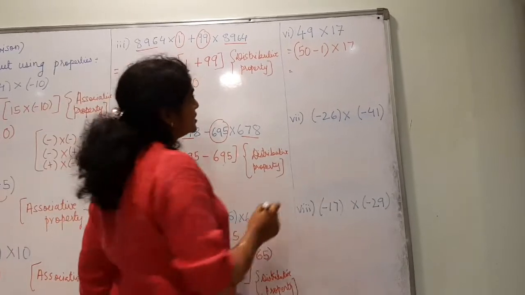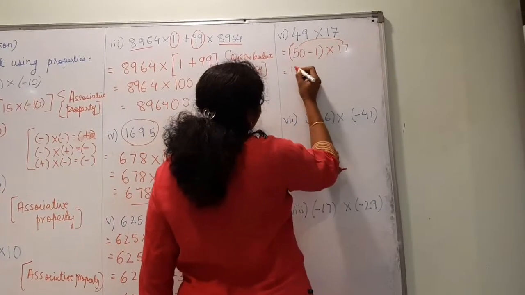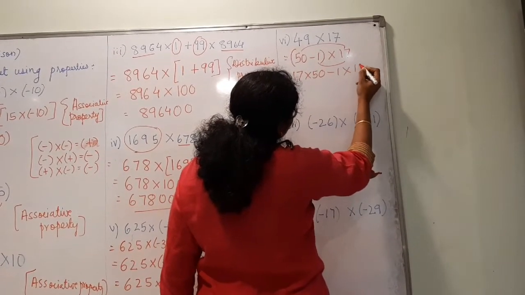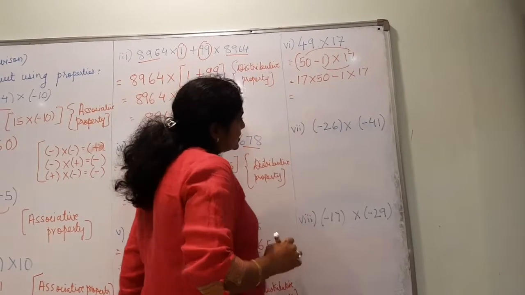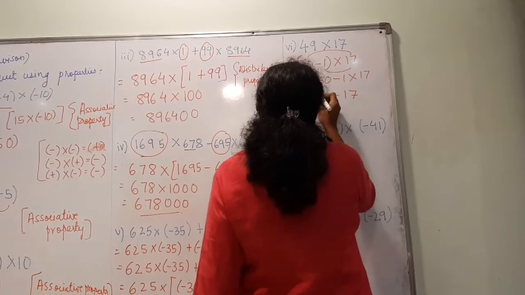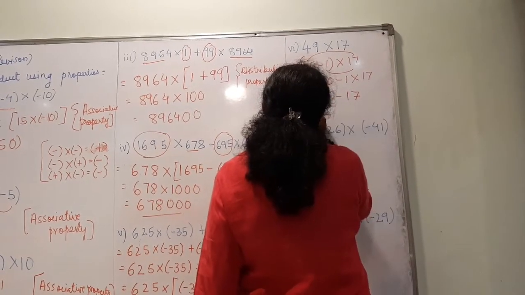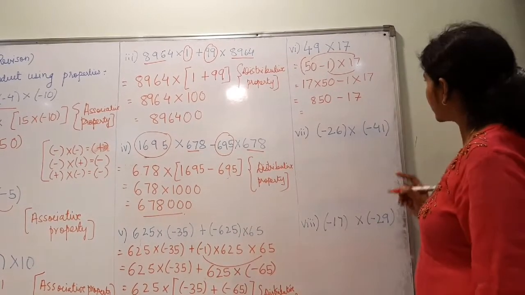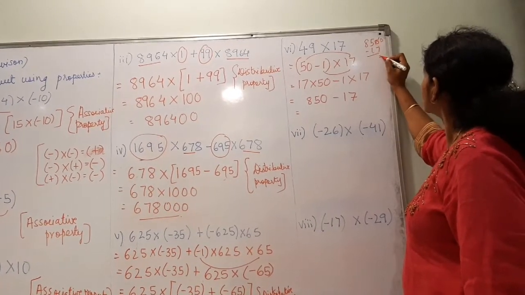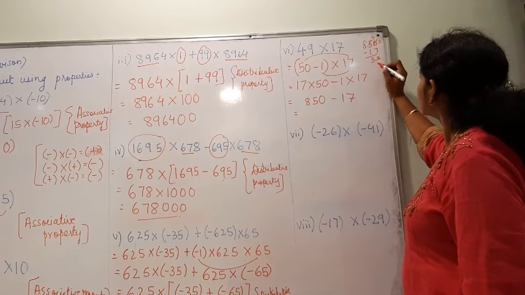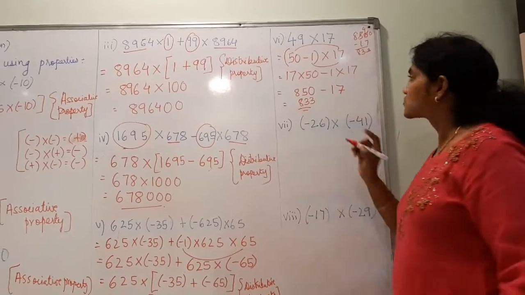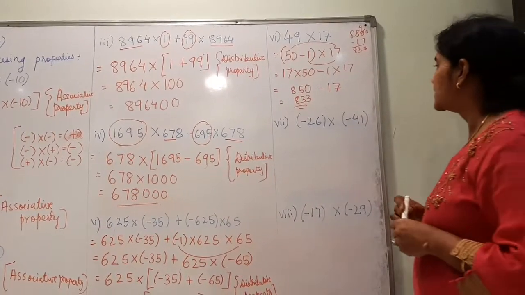Bring it in this form: 17 multiplied by 50 minus 1 into 17. So this will be 17 into 50 is 850 minus 17. Just subtract it. So this will be 833. So the answer is 833.